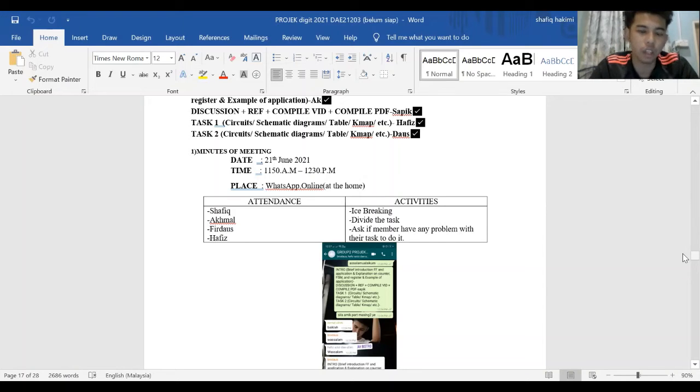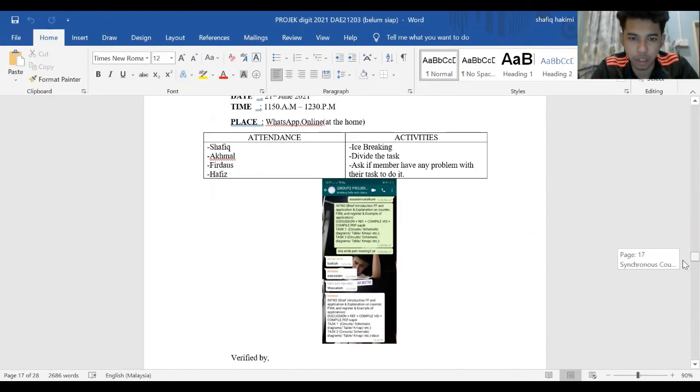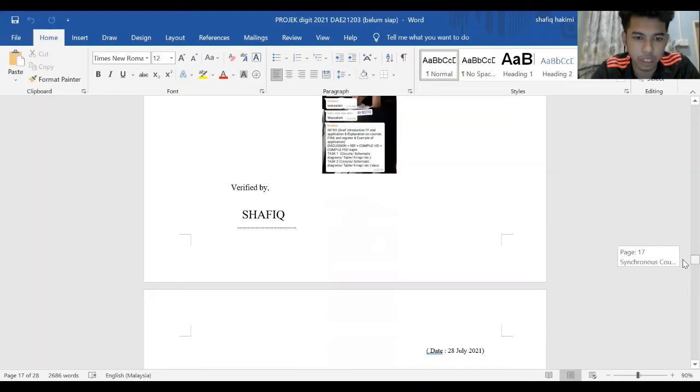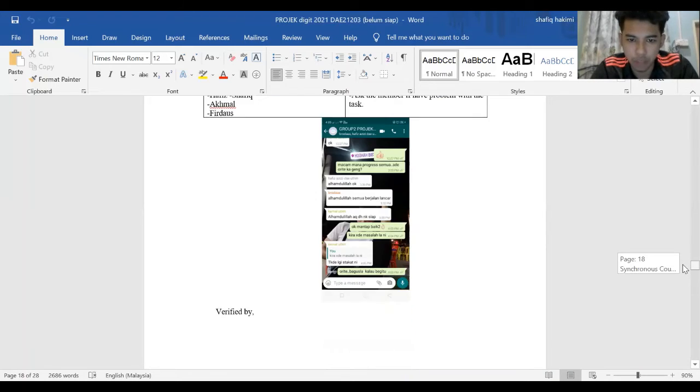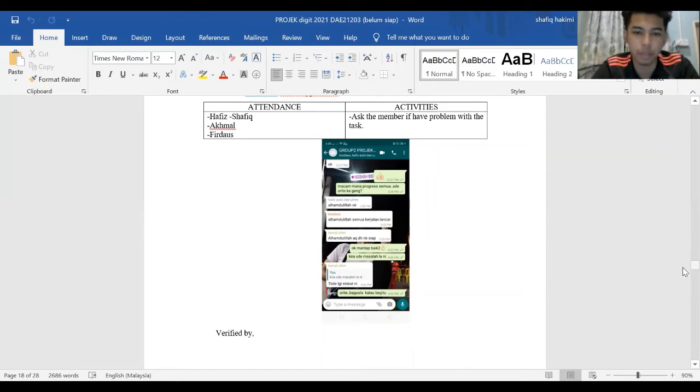For the attendance, we all attended, and for the activities we did ice breaking and divided the tasks, asking if any member had any problem with their task. For example, we did this every day for the minutes of the first meeting. The second time we did it, the date was 23 June 2021, and the time was 8:55 AM until 9:30 AM. For the attendance we all attended, and for the activity we asked the members if they had problems with the task. And this is the evidence for the second minute of meeting.